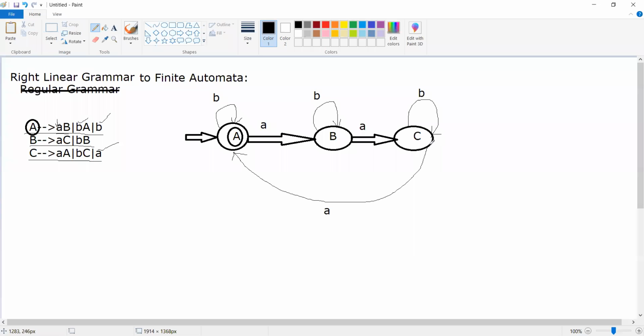Now, if you consider the C productions over here, from C, we will be having a transition on b. So, C derives to bC. Okay. And then from C, we are going to have a transition on a to a final state. Now, there is a possibility that we will be getting two productions. One is without considering A as a final state, and one is by considering A as a final state. Okay, so this is how we are going to convert our given right linear grammar to the corresponding finite automata.